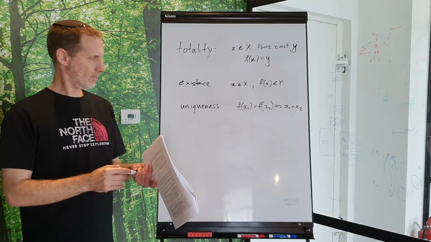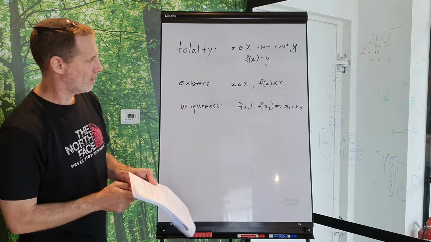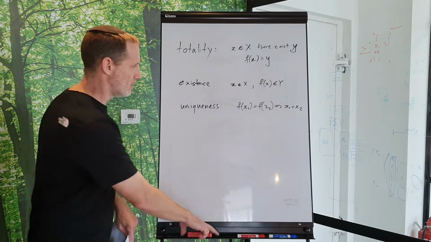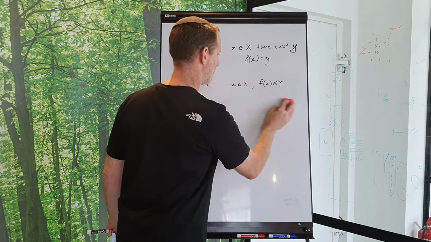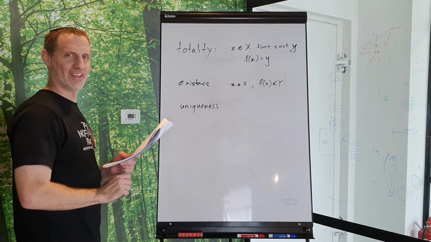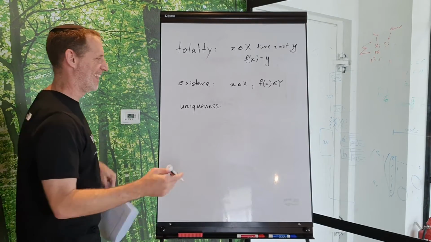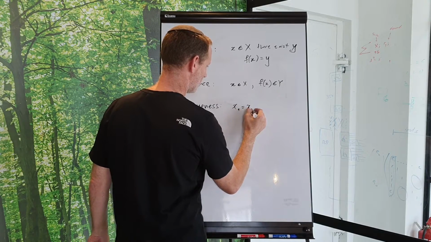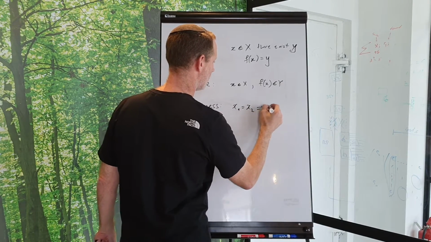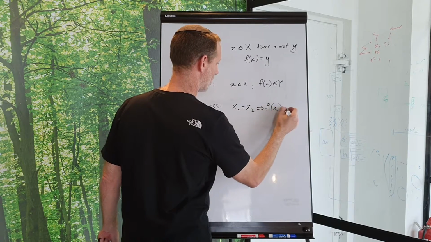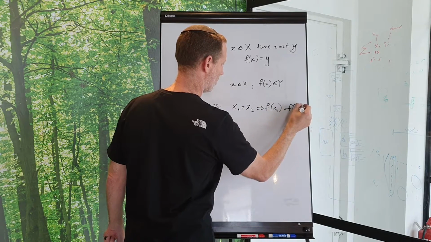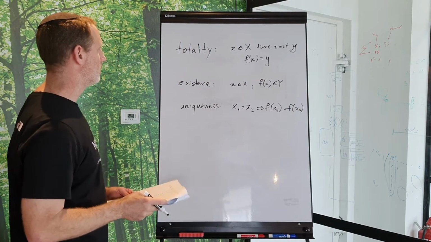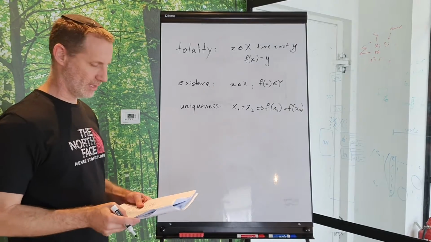No, wait, the other way. If x1 equals x2, then necessarily f of x1 equals f of x2. You're right, I just needed to put the arrow the other direction. A bit of a funny way to present it, but you understand.